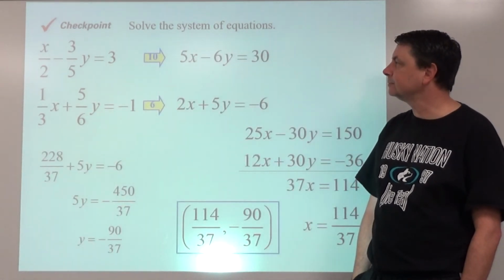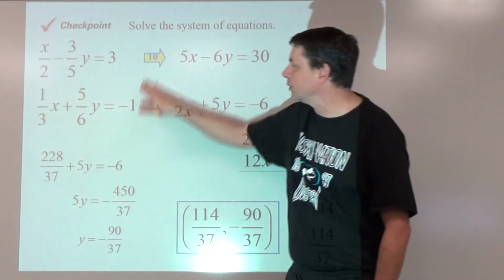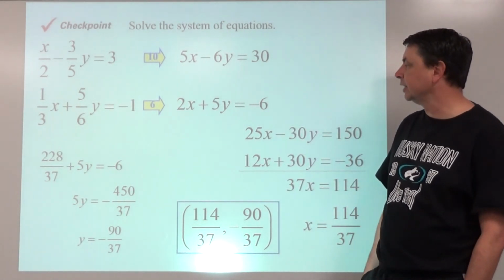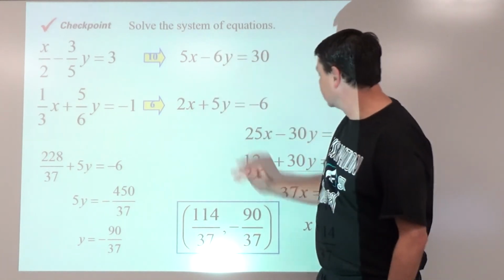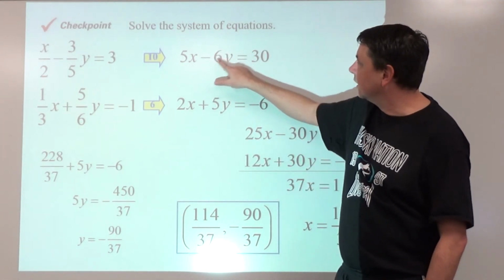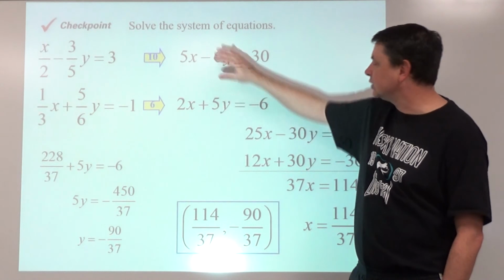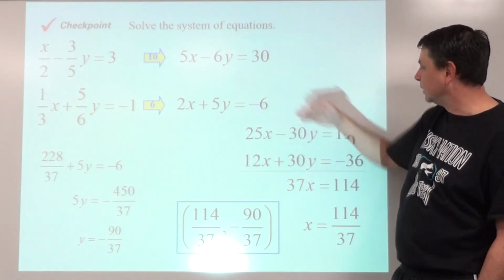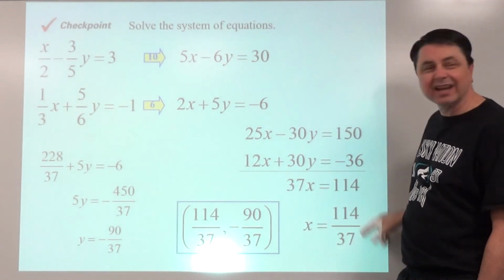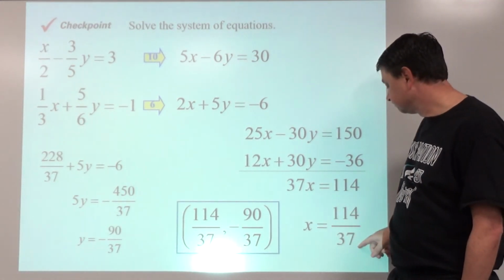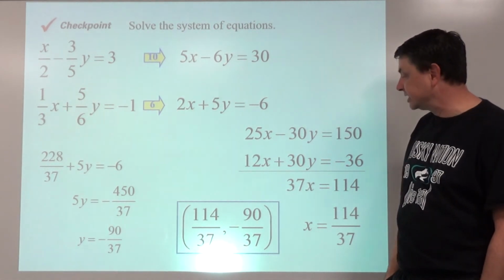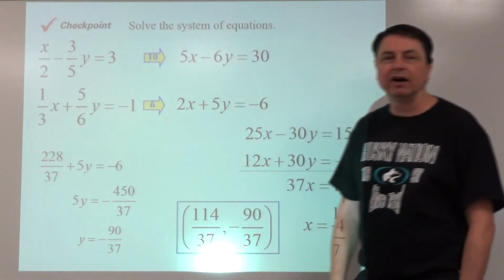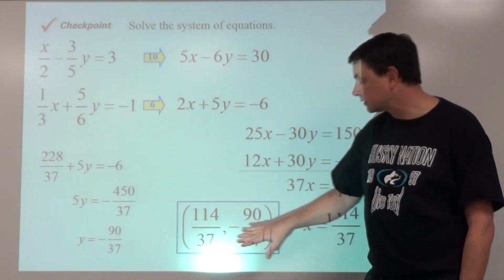If we do that, I would multiply the top one by 10, the bottom one by 6, because those are the LCDs, least common denominators. And then from here, I kind of like the fact that the y's were already opposite signs, so I chose to eliminate the y's, multiply the top one by 5, the bottom one by 6. It does not work out nicely, unfortunately. X is equal to 114 over 37. And substituting that back in, that's how we find the y.